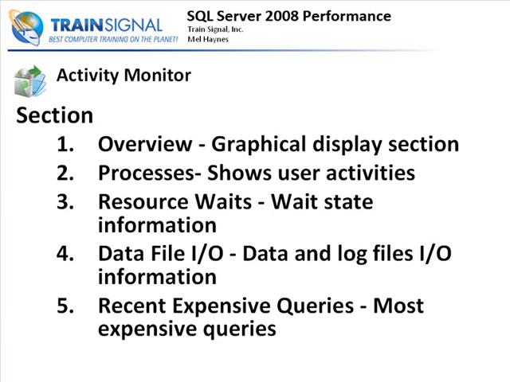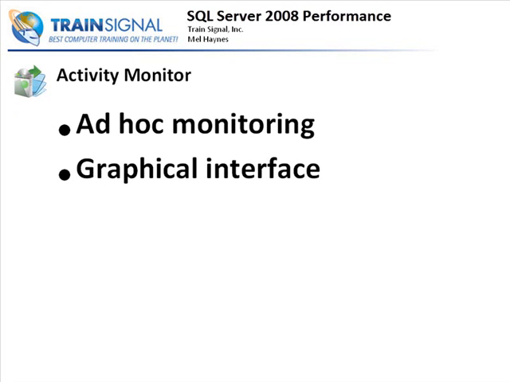The third section, your resource waits, will show your wait state information. What process is waiting for what resource. Number 4, your data file I/O section will give you all your I/O transactions for your data and your log files. And then number 5, your recent most expensive queries. So you can find out what's the activity, what's the query that's actually costing you the most as far as system resources.